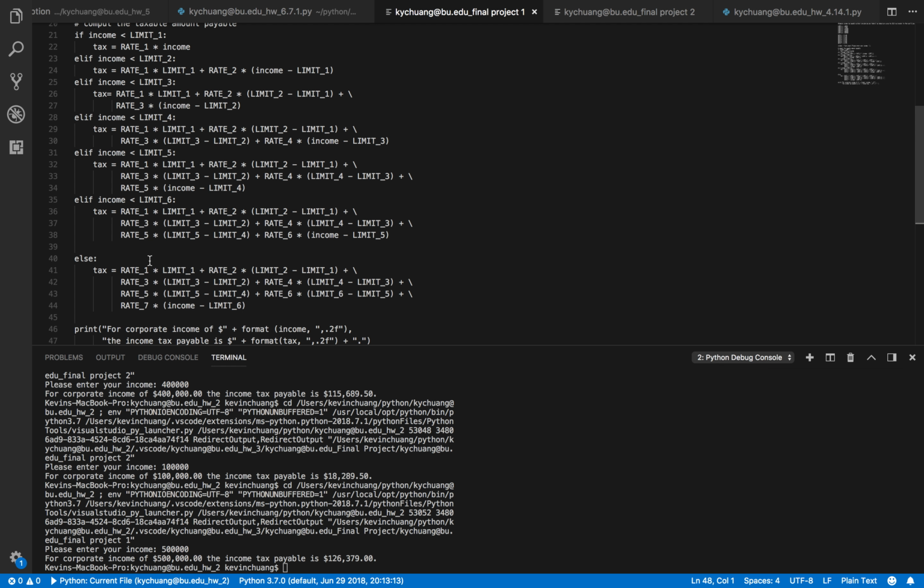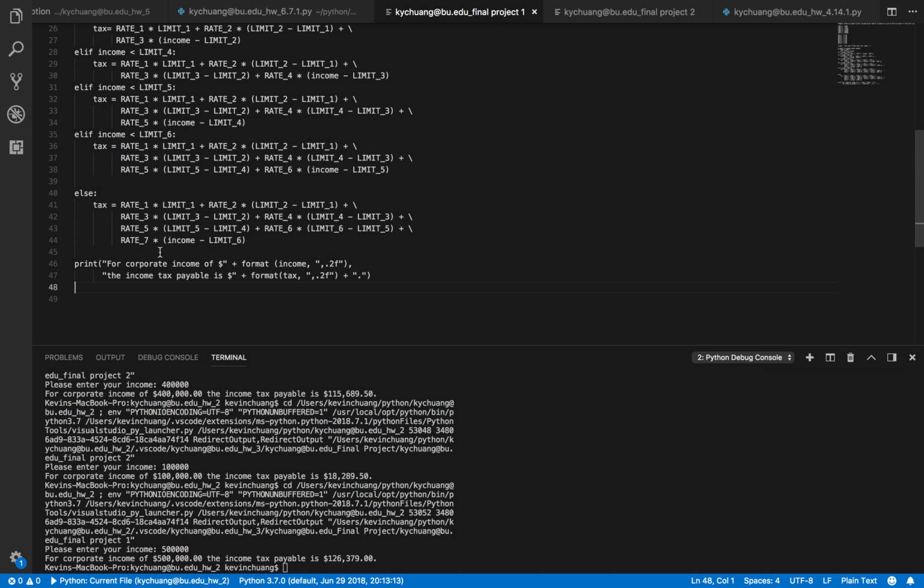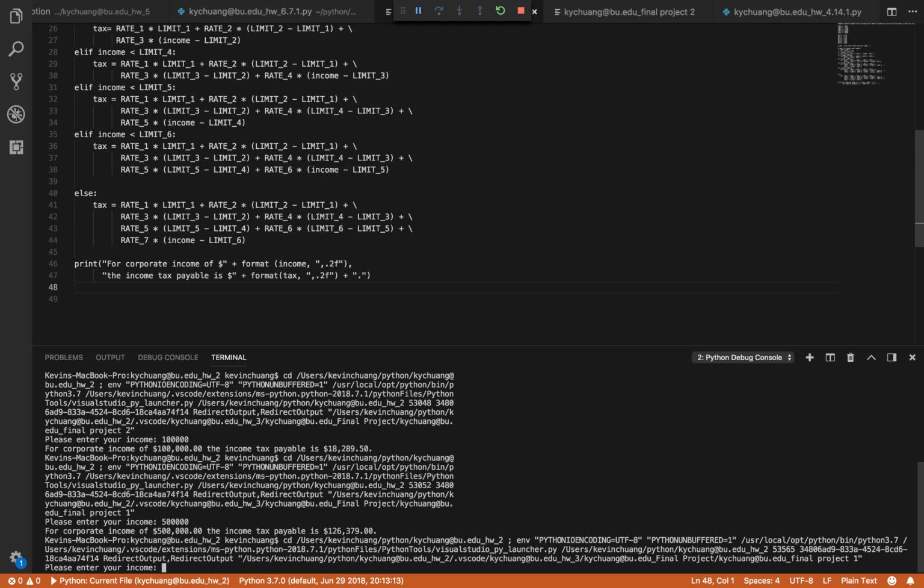And I use a print statement here to display the income and tax liability, and the code will calculate tax for income up to 2 decimal places. So let's just run this program here. We do 5, and let's start by using the easiest to verify.